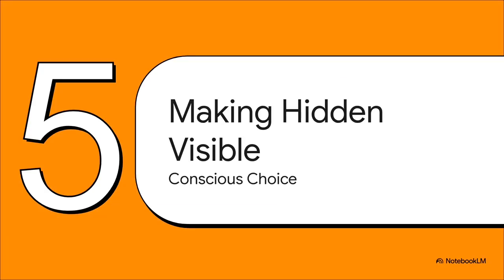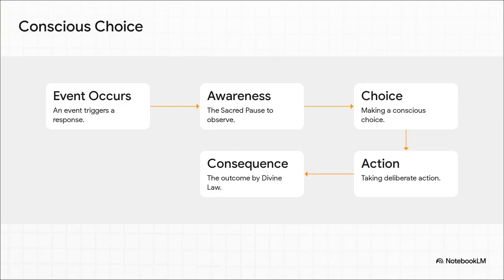Section 5, Making the Hidden Visible, Conscious Choice. So let's look at how this builds into the literal anatomy of a conscious choice. When people are operating unconsciously, they're stuck on a simple two-step loop. An event occurs, and they react. Boom, automatic, driven totally by unexamined memories.